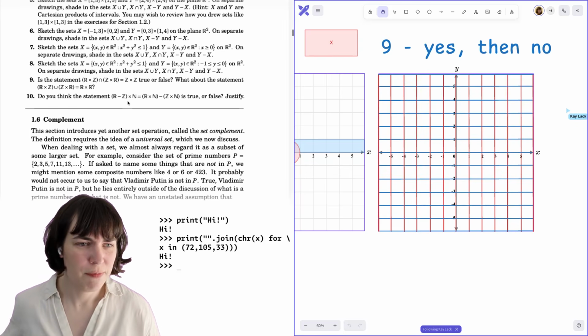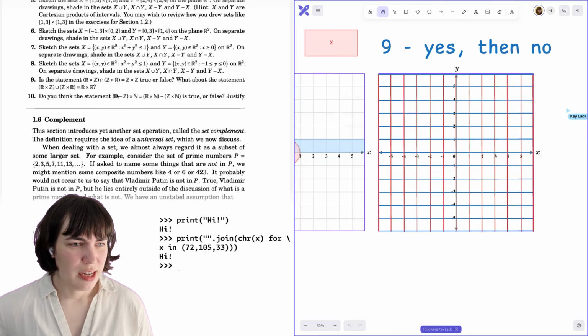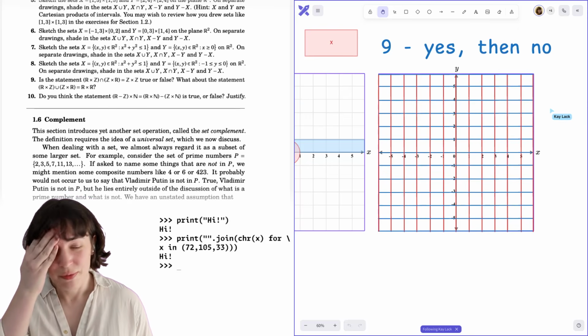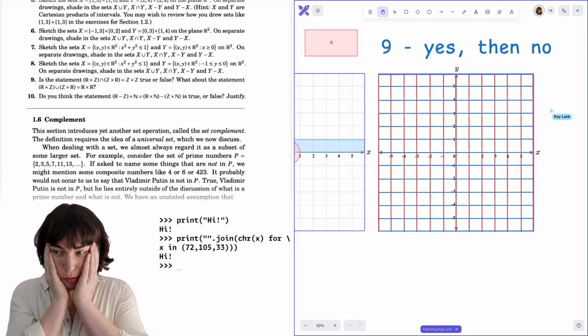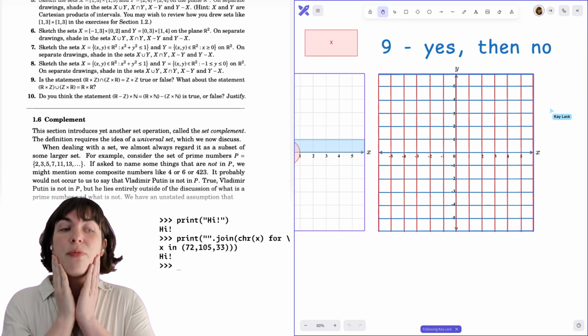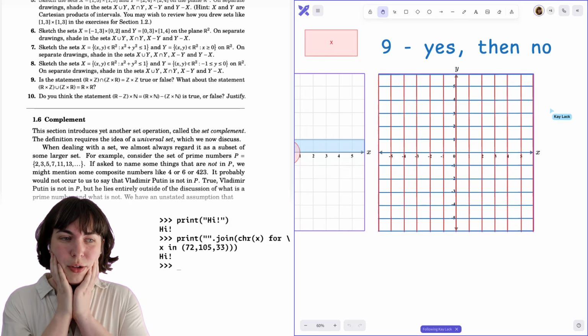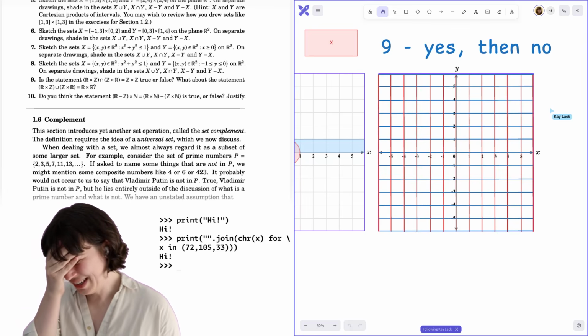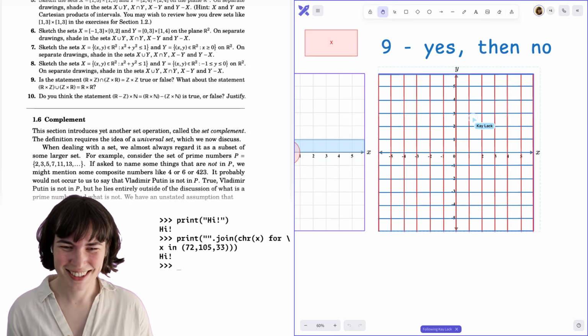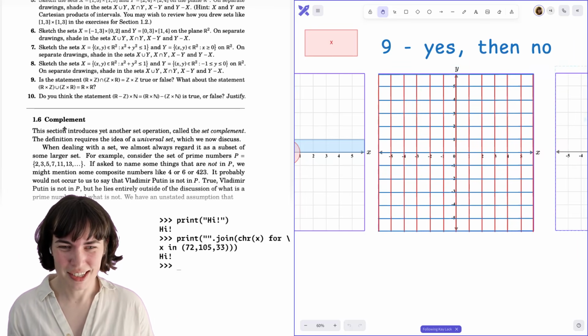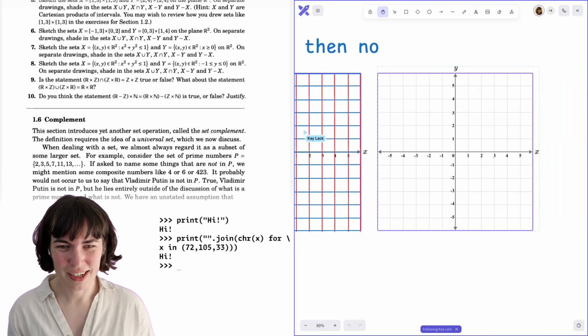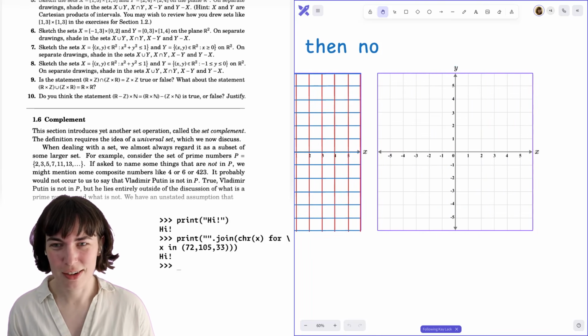Okay, and then I think 10. Do you think the statement... Oh, right, okay, we've got another one. Do you think the statement real numbers less the integers... Now, that is a weird thought. What on earth? It's going to be hard to visualize this. Okay. Again, it's getting interesting now.